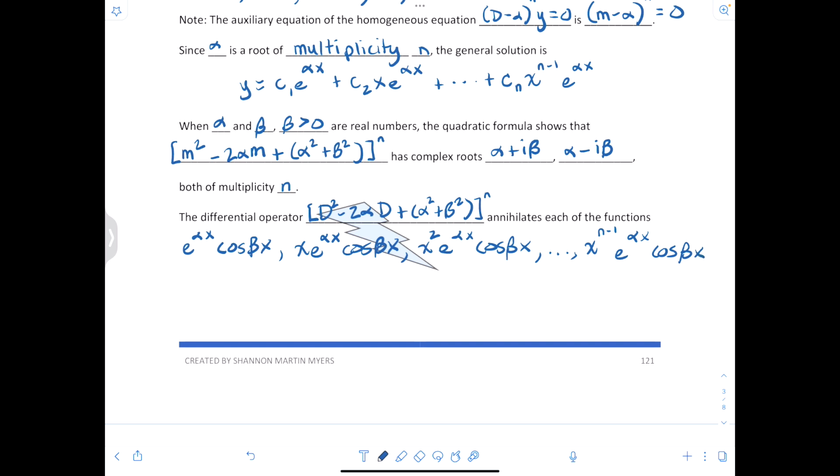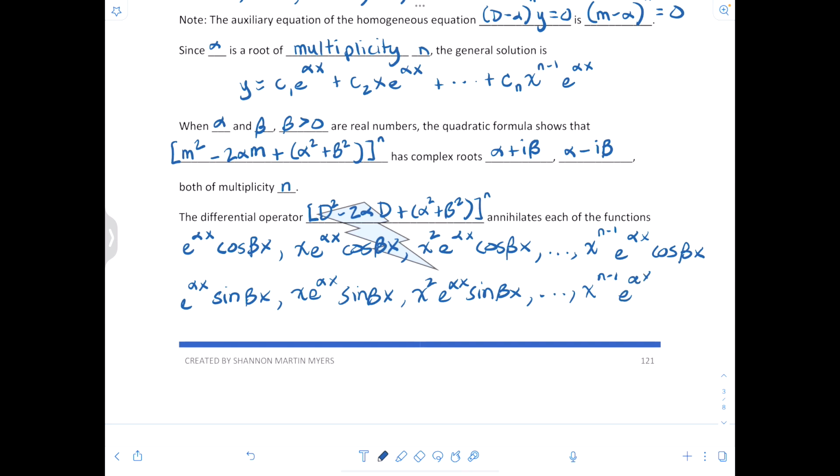And similarly, e to the alpha x sine beta x is annihilated by this operator, as are x e to the alpha x sine beta x, x squared e to the alpha x sine beta x, and on until we get to x to the n minus 1 e to the alpha x sine beta x.